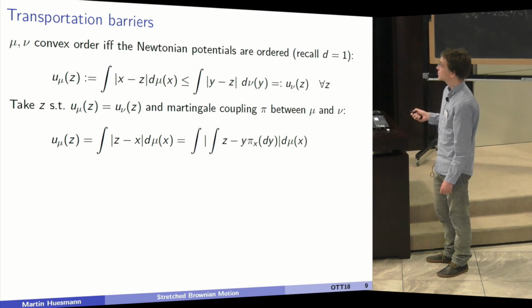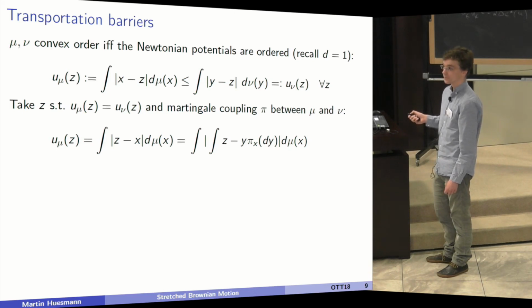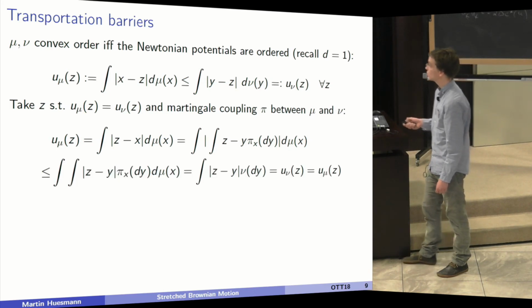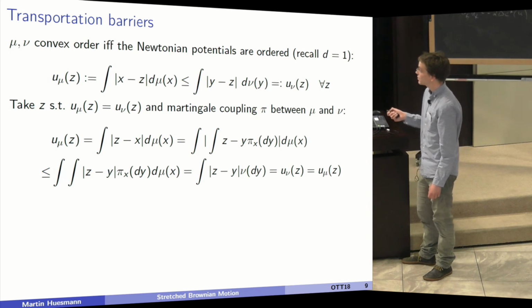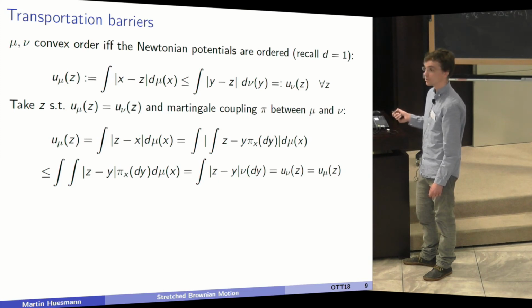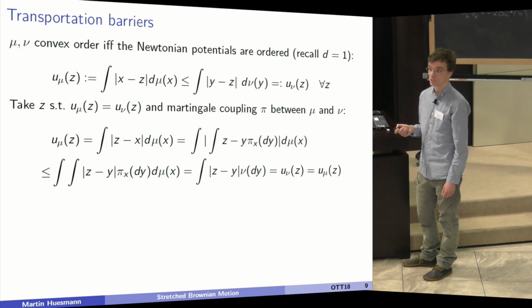Now z is independent of this integral. This is a probability measure, so you can just put this z under the integral as well. Now you apply Jensen's inequality, so you get an inequality here. Now this integral here, because it's a coupling between mu and nu, there's no x anymore, so you can just integrate this out to get the measure nu. And what you get here is precisely the definition of the potential function for nu.